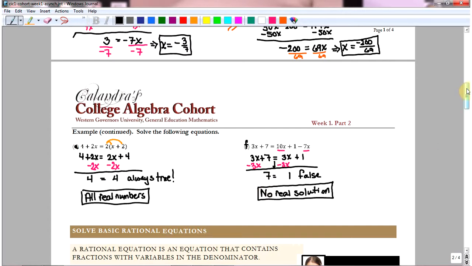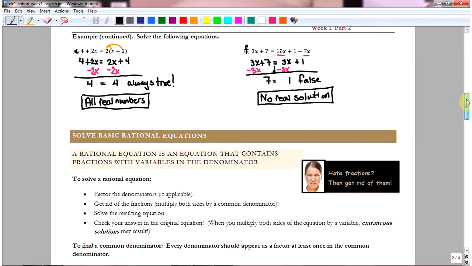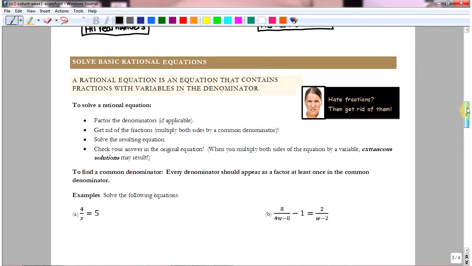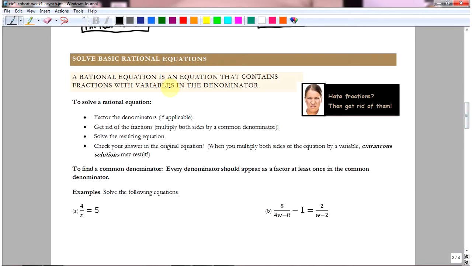Okay, so next we're going to look at solving basic rational equations. A rational equation is any equation that contains fractions with variables in the denominator. So remember our little picture here, hate fractions, then we want to get rid of them. So that's going to be our strategy when solving rational equations, kind of like you saw on the last page.